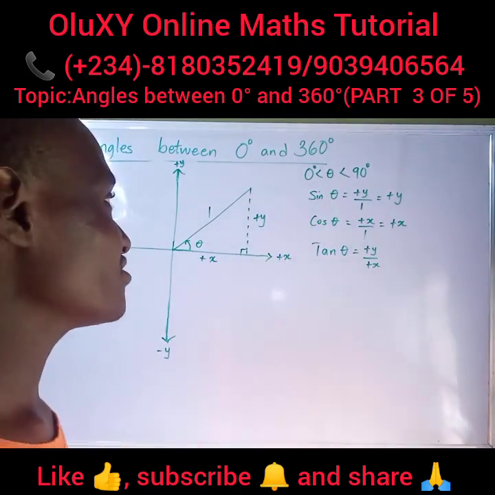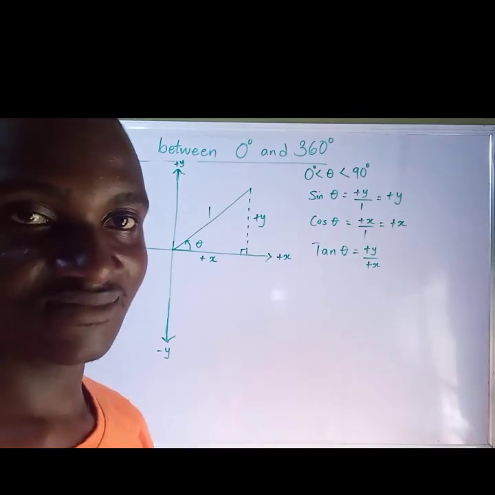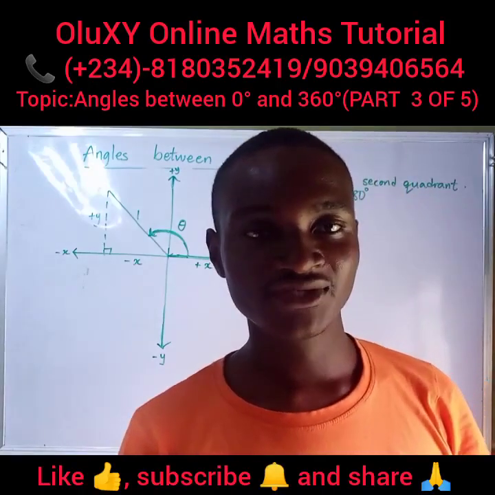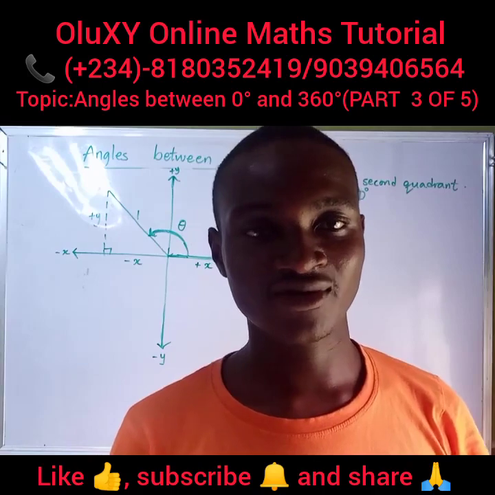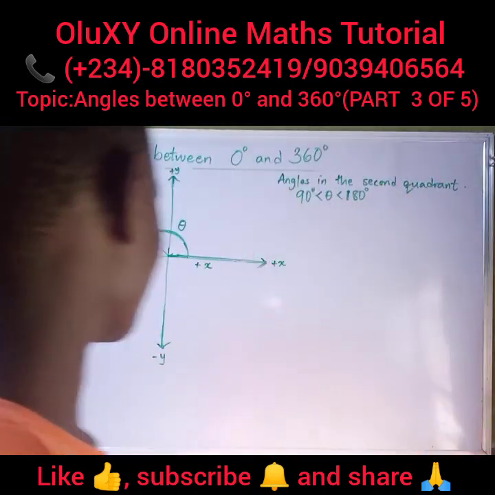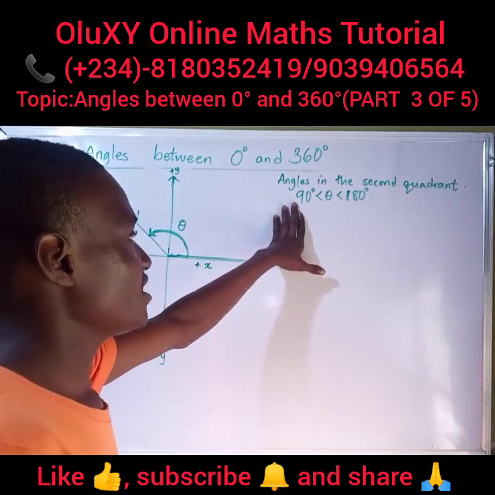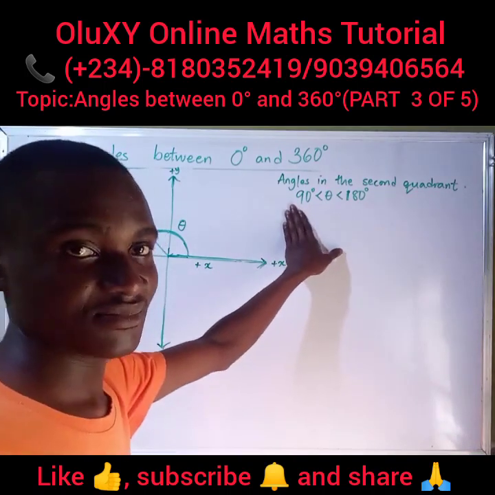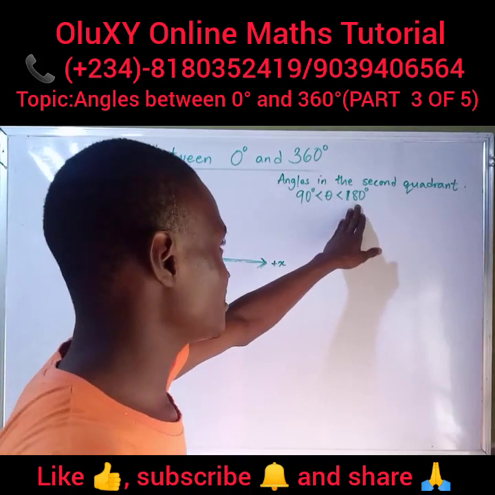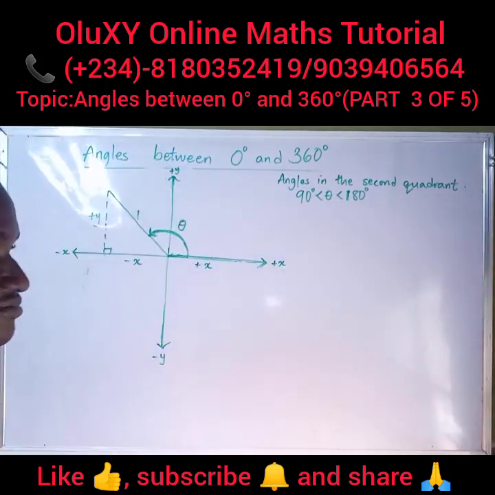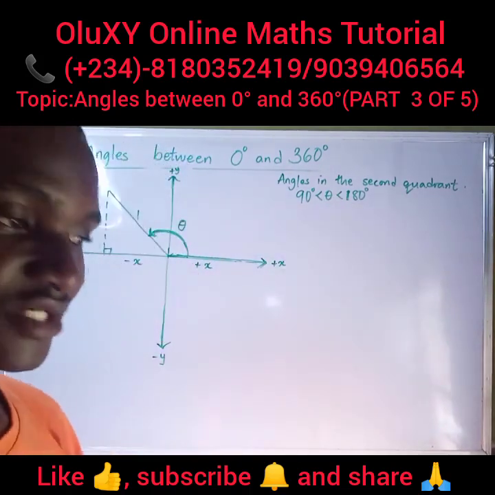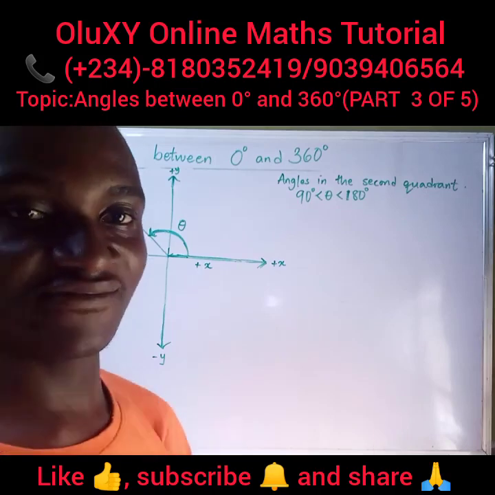Now let's talk about angles in the second quadrant. Like I defined earlier, angles in the second quadrant are the angles that are greater than 90 but also less than 180. A very good example is angles of 91, 92 up to 179.